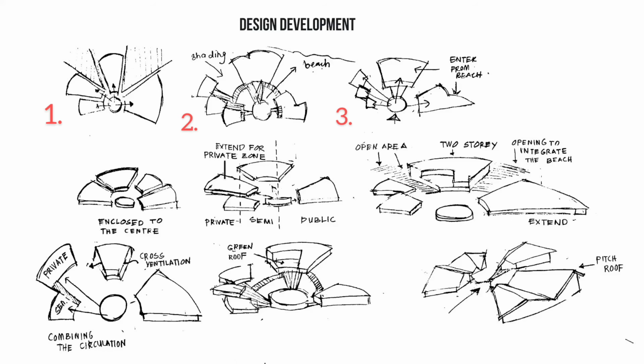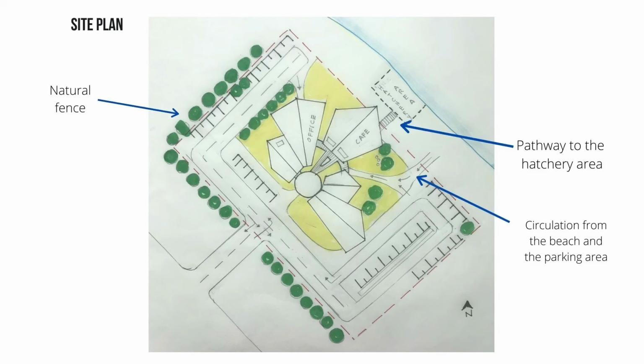This is my design development. As we can see, there are two open areas that can allow the visitor to go out to the sea. It is designed to integrate the beach environment into the building. And I've decided to use the pitch roof for my design. Next is the design of my building on the site plan with 40,000 meters squared, including the parking area. You can see I also provide the circulation from the beach and the parking area. For the staff, they can directly go to the office from the back entrance. And I also propose the pathway from the cafeteria to go to the hatchery area at the beach.